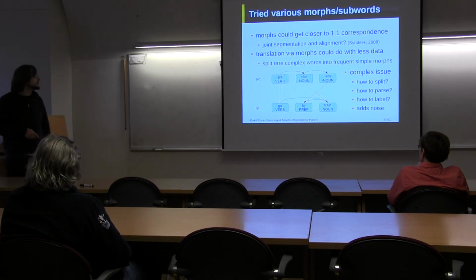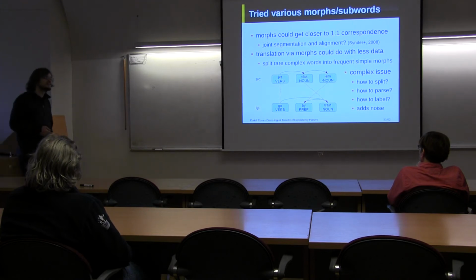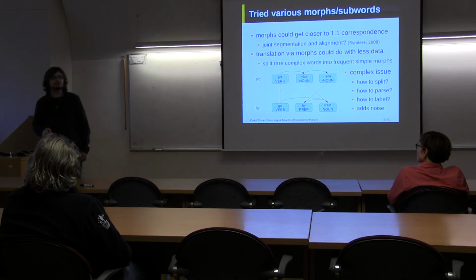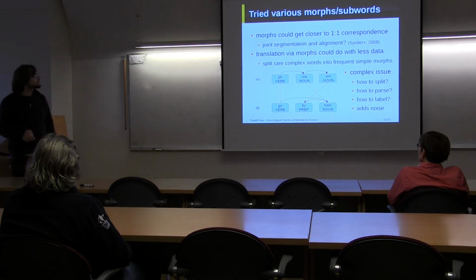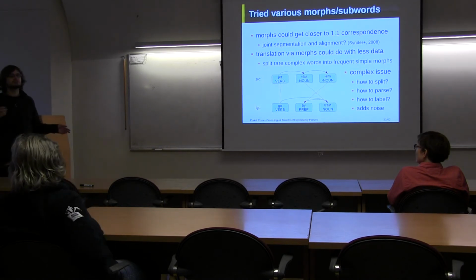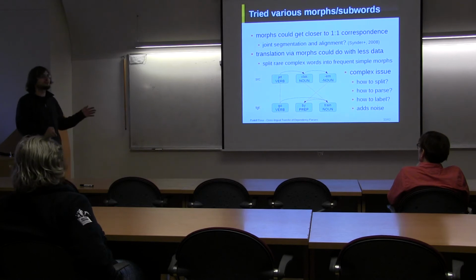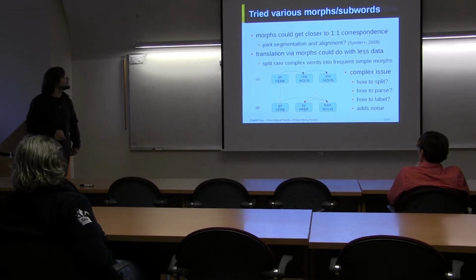So it seems like a good idea, but we haven't been really able to get it working properly, because there are too many problems. Like first, how to split it really? Do you use a morphological splitter or do you use something else? And how do you split? You need to split both of the languages, and you need to ensure that they somehow align to each other. So probably you want to do it somehow jointly.